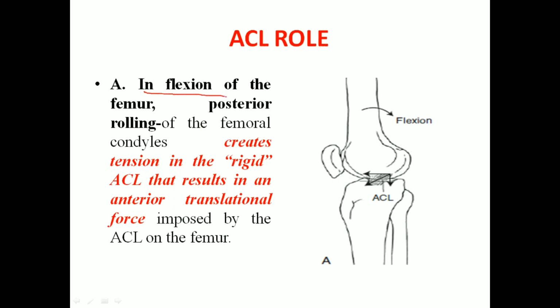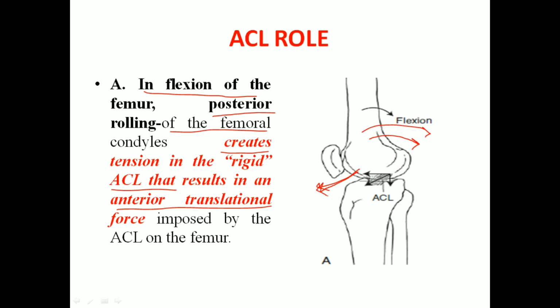So now here in flexion of the femur, we know there is a posterior roll. When there is a posterior roll, the femoral condyle creates a tension in the ACL ligament. Due to that, we are getting anterior translation movement of the femoral condyles. So see what is happening: the bone is going in the posterior direction, and the condyles, how are they coming anterior? The glide, meaning roll is in the posterior direction and glide is in the anterior direction. This we have already seen through arthrokinematics.